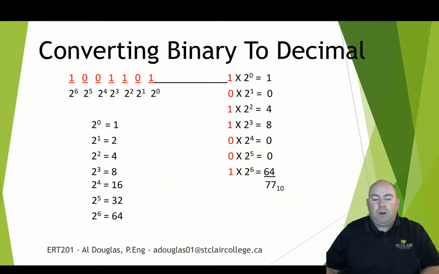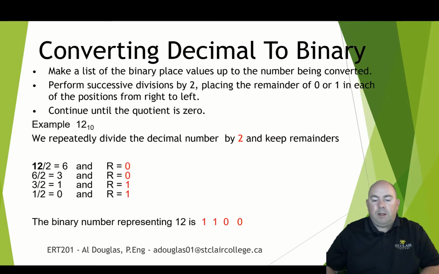We talked about converting binary to decimal and how to do that. Basically, when we look at a binary number, we're talking about how many ones, how many twos, how many fours, how many eights, how many 16s, how many 32s, and 64s make up this number. We can add all those together to come up with the value for that.